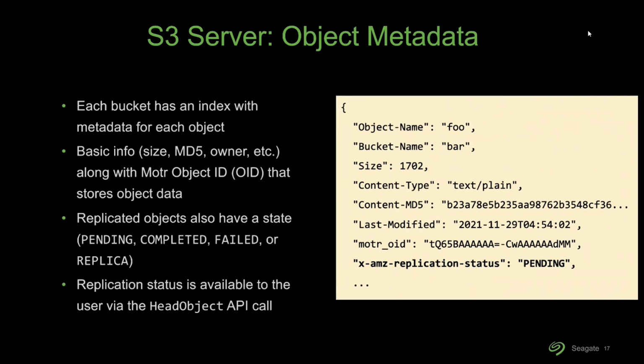And objects in our CORTX S3 server are done in a similar way. There's an index of all the objects that live in a particular bucket, and that just lists the metadata for each object. So we have basic stuff like the size, the MD5, the object name, and all that. That Motr OID field is a reference to the object stored in Motr that has the actual contents of the S3 object. And if we are doing replication, there's also that x-amz-replication-status that gets added as well. And then we can have the state of the object stored there.